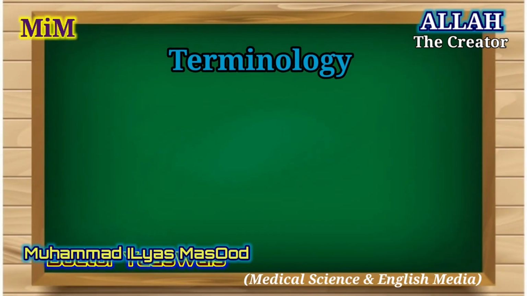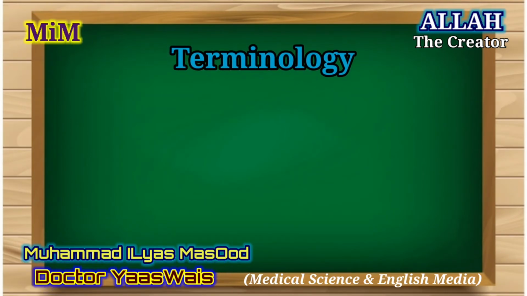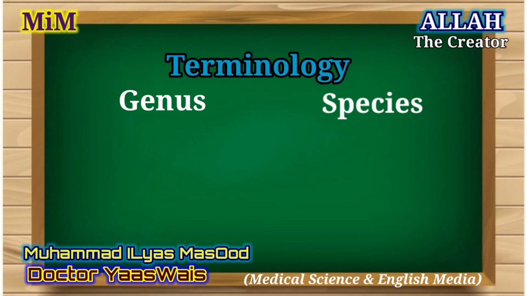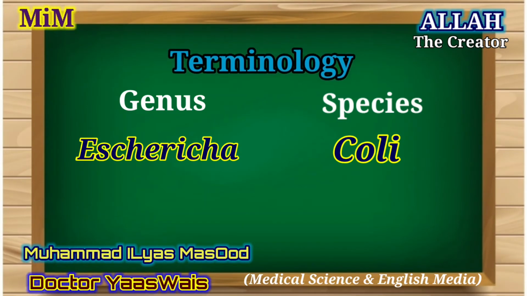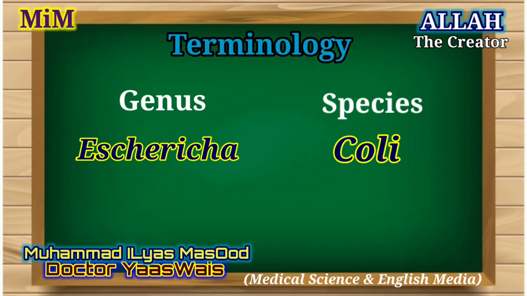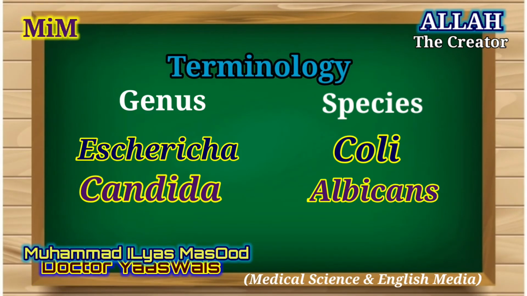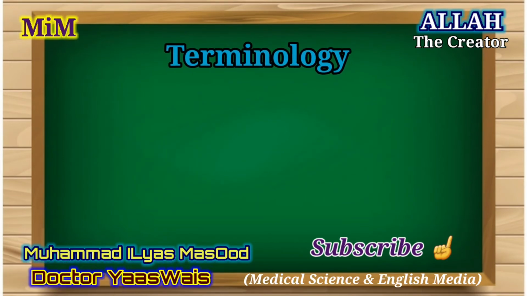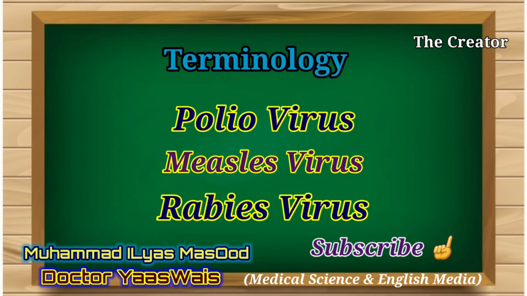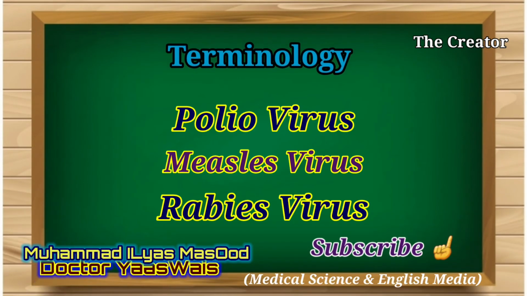Terminology. Bacteria, fungi, protozoa, and helminths are named according to the binomial Linnean system that uses genus and species. For example, regarding the name of the well-known bacterium Escherichia coli, Escherichia is the genus and coli is the species name. Similarly, the name of the yeast Candida albicans consists of Candida as the genus and albicans as the species. Viruses typically have a single name, such as poliovirus, measles virus, or rabies virus. Some viruses have names with two words, such as herpes simplex virus, but those do not represent genus and species.